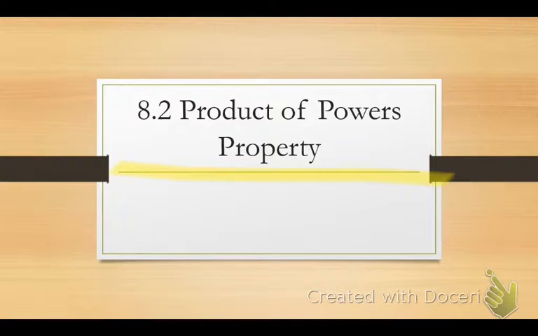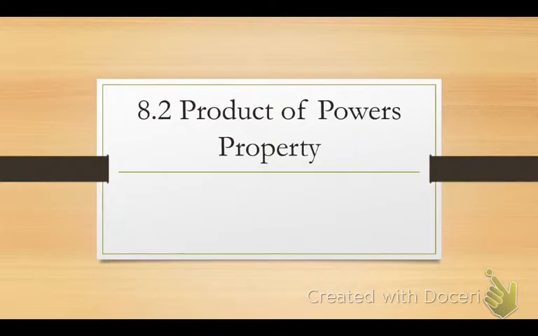So in this section, 8.2, we're learning what's called the product of powers property. Someone tell me, what operation is product? Is it addition, subtraction, multiplication, division? What is it, Eric? It's multiplication, all right? This is also something we touched on yesterday. Addition and subtraction do not apply to exponent rules. It has to be multiplication or division.